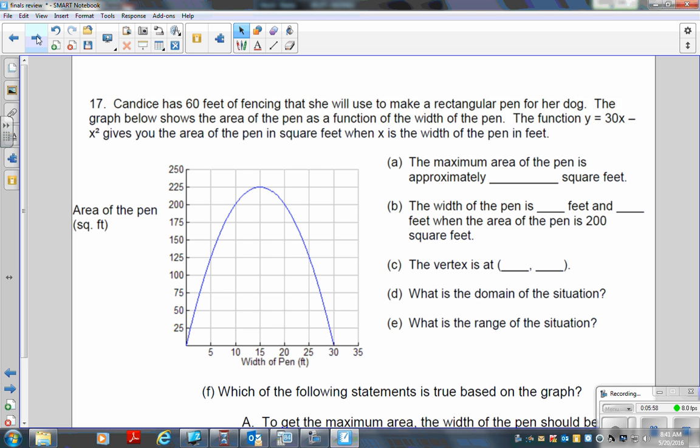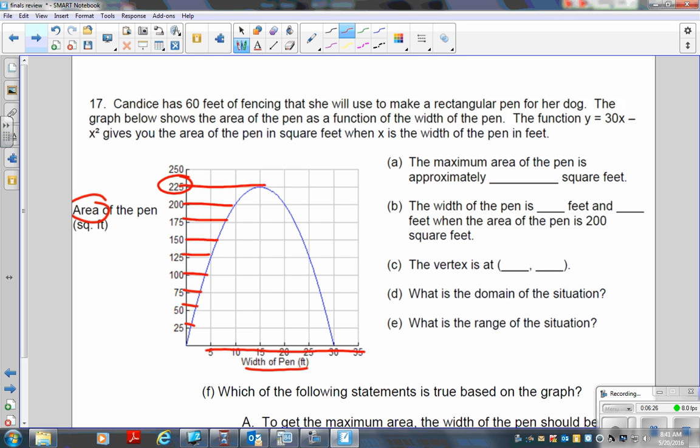Candace has 60 feet of fencing that she will use to make a rectangular pen for her dog. The graph below shows the area of the pen as a function of the width of the pen. Okay, there's your equation. They ask us a question. It says the maximum area is, well, this is the width. So they didn't ask for the width, they asked for the area, so I'm not going to use any of these numbers. Here's the area. It's on top, so I'm going to use this area. We're going to keep looking until we find the largest number that's being used. And in this case, it's 225.